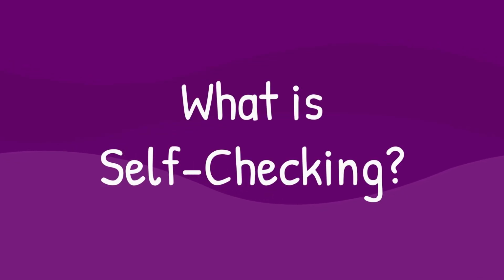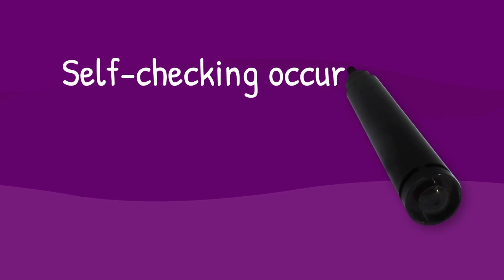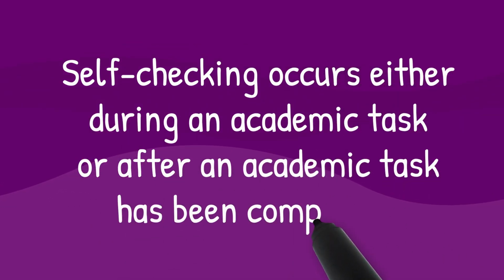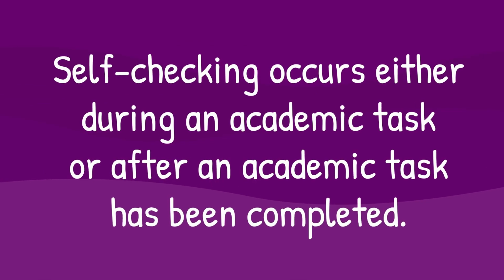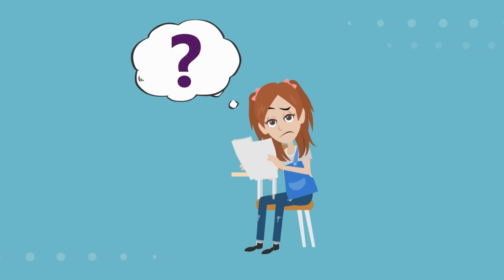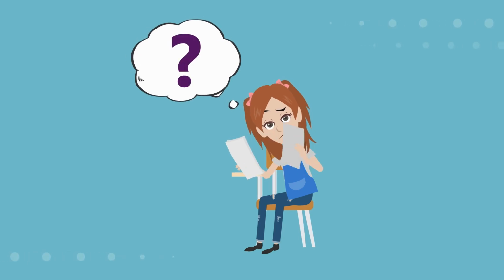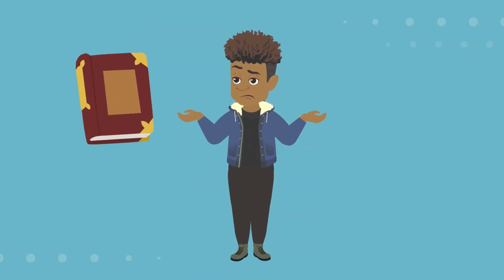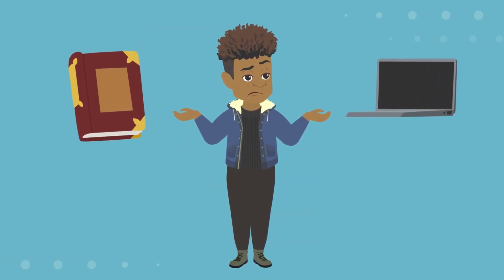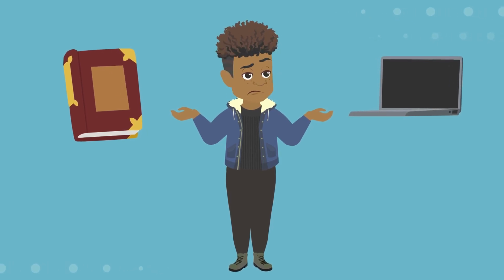What is self-checking? Self-checking occurs either during an academic task or after an academic task has been completed. Students must carefully review and check their assignments, keeping in mind the common errors they often make. Students' ability to check their work is crucial for many academic tasks. From simple checking, such as reviewing answers on a test or rubrics for assignments, to more complex checking, such as determining the credibility of a source for a research project. Students constantly need to review their work.